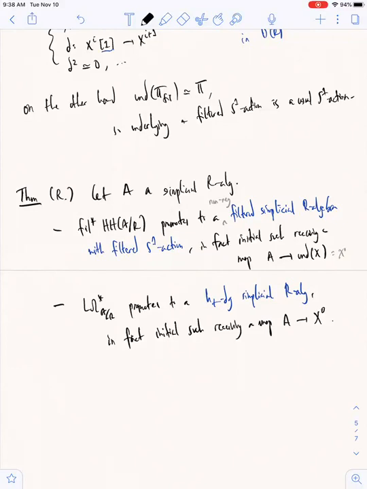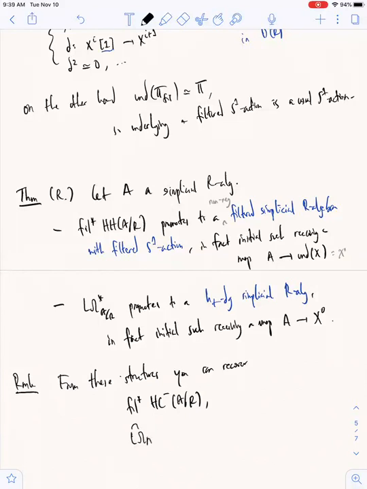Okay, and so I think I won't have time. I've chosen not to emphasize this part of the story today, but let me just make a remark. From these structures, you can recover the filtration on negative cyclic homology and Hodge completed derived de Rham cohomology with its Hodge filtration and the relation between the two.